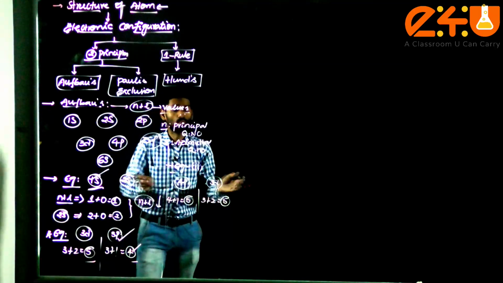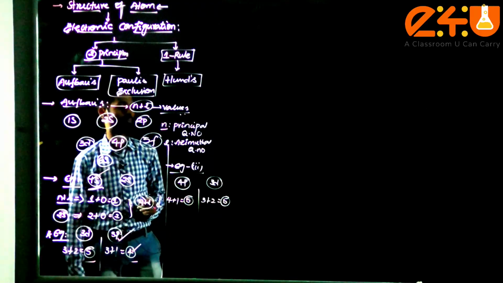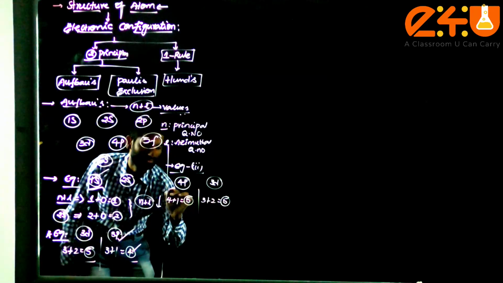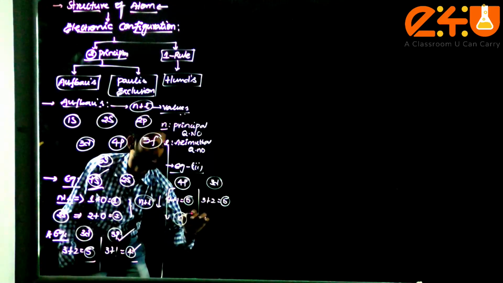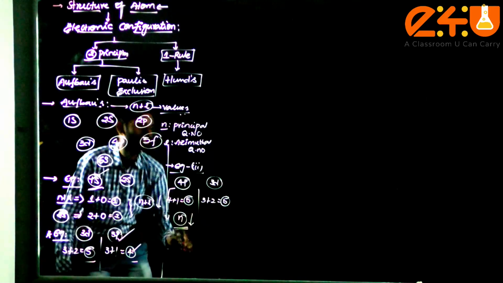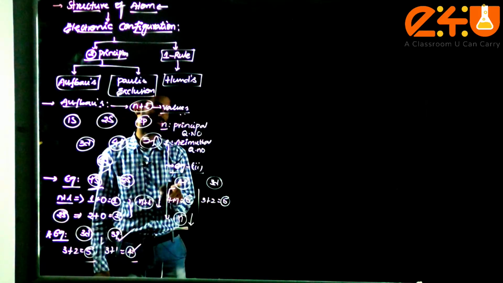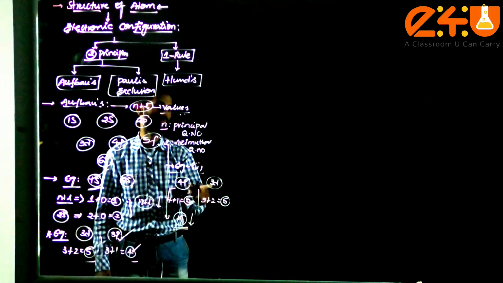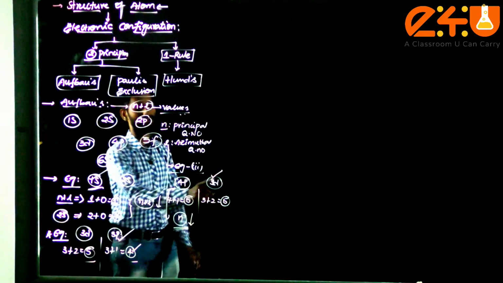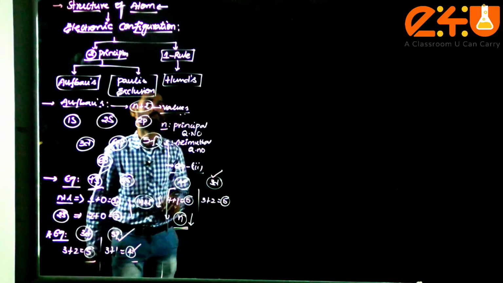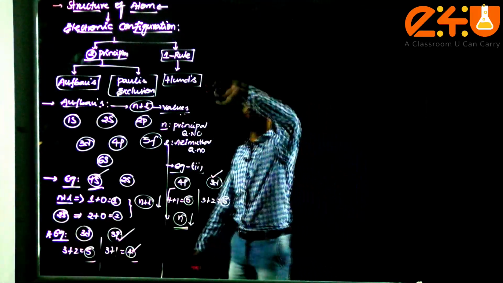Sir, when two n plus l values are equal, then the electron enters which orbital first? Those shells having the lower principal quantum number value, the electron will enter first. Here the principal quantum number value is 4, and here the principal quantum number value is 3. That's why the electron enters 3d first. This is very, very important, dear students. This same concept can be asked in a competitive exam.